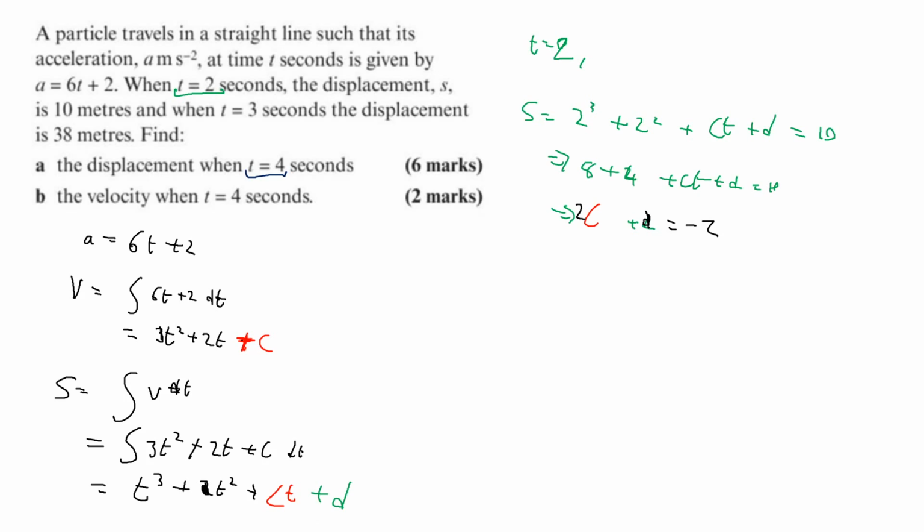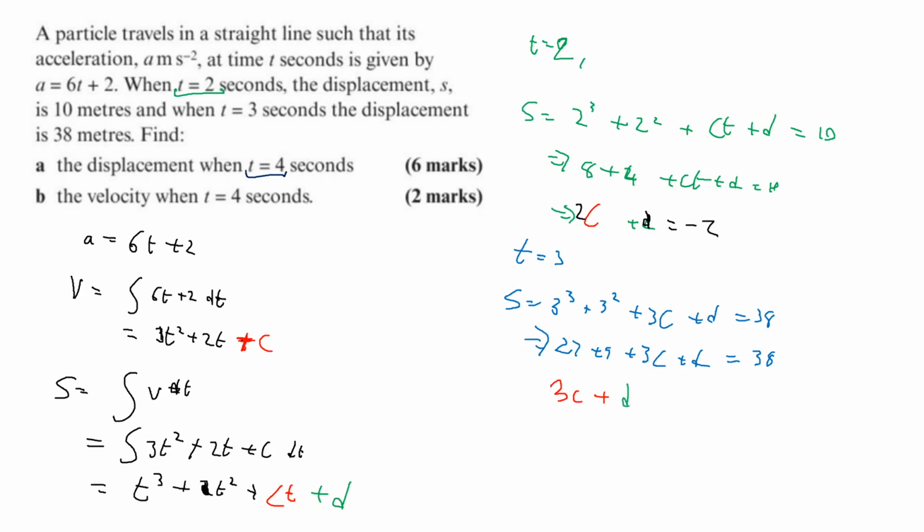Now, when t equals 3, s is equal to 3 cubed plus 3 squared plus 3c plus d, which is also equal to 38, which means that 27 plus 9 plus 3c plus d is equal to 38, which means our second simultaneous equation, 3c plus d is equal to 2, okay? And those are our two simultaneous equations.